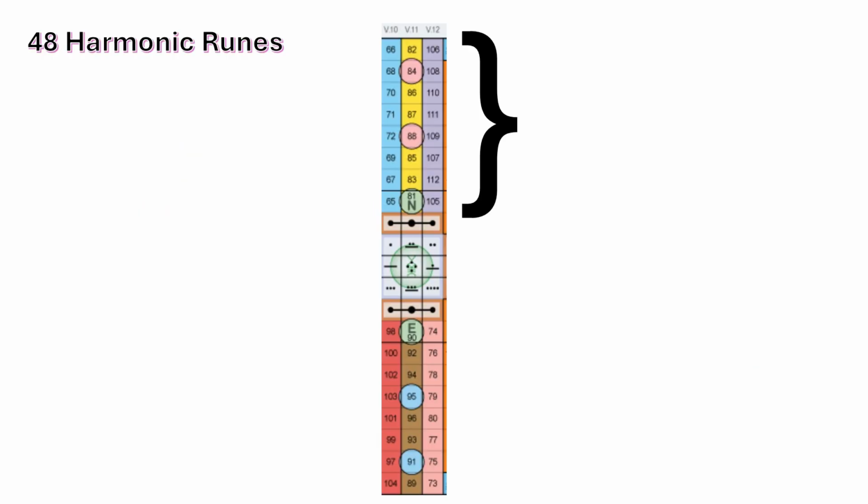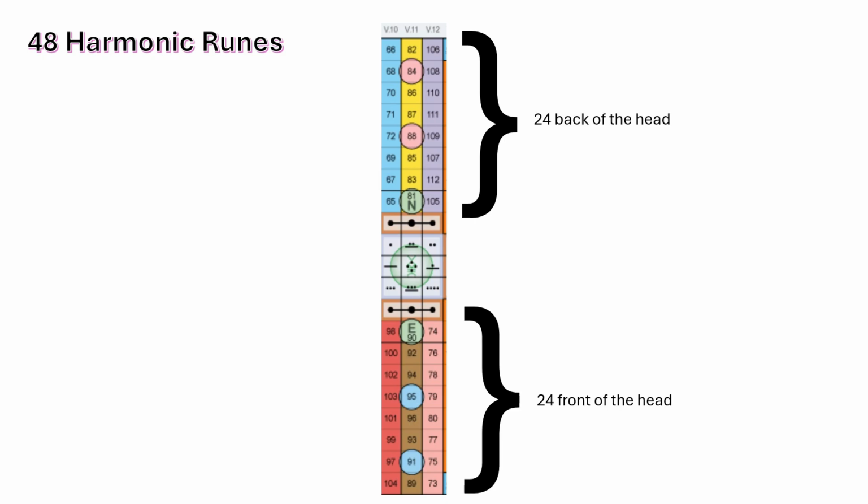In the back of the head, which we see at the top of the picture, are the first 24 runes. In the front of the head, there's also 24 runes. A rune means mystery or magic. Now let us go over the order of the octaves and strands.